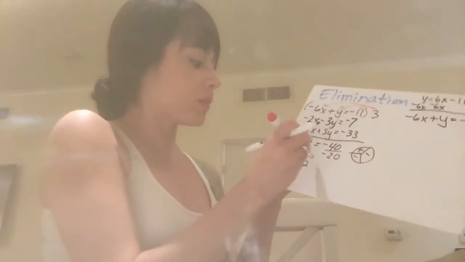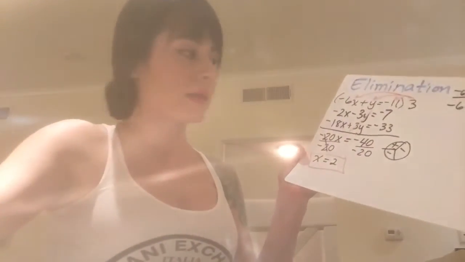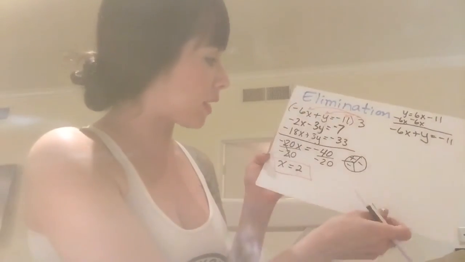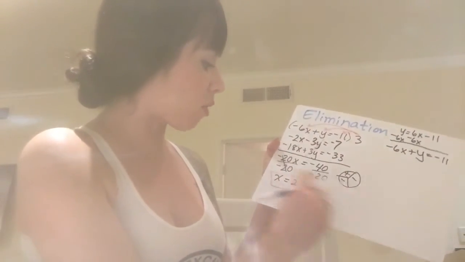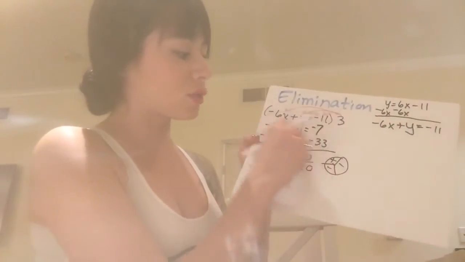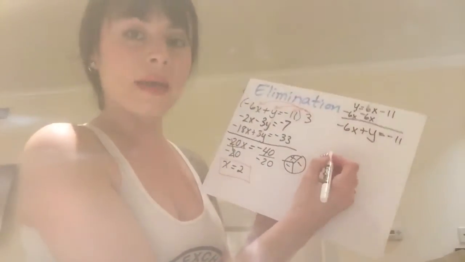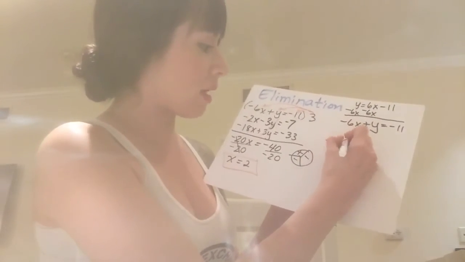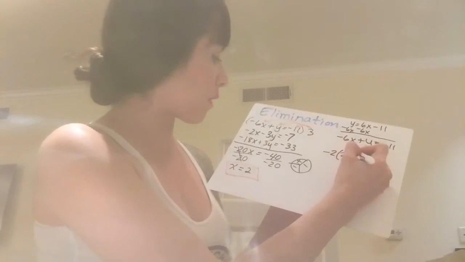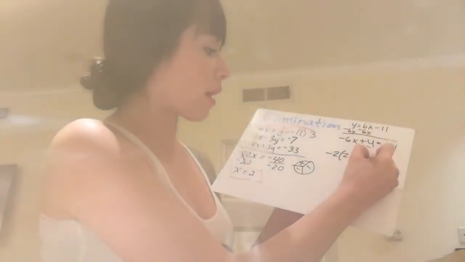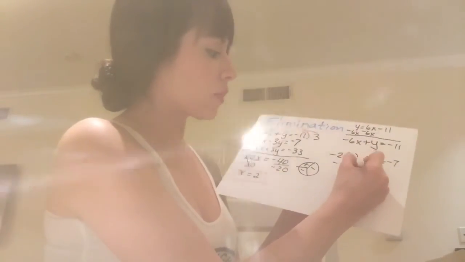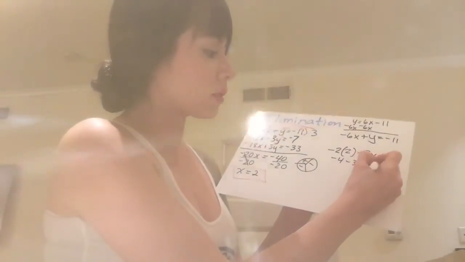So now we're going to do the same thing and plug it in, substitute the x equals 2 into any of the equations. It doesn't matter. They will all equal the same thing. I'm going to use the second equation. So then that means we have negative 2x, and now we're going to substitute in the positive 2 that we found for x, minus 3y equals negative 7. So this is going to give me negative 4 minus 3y equals negative 7.